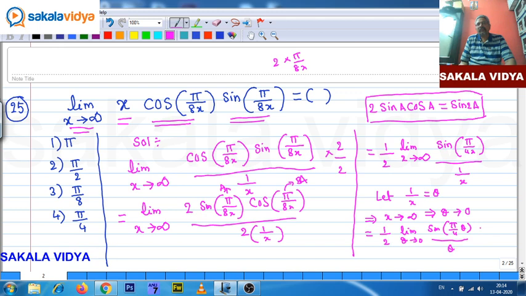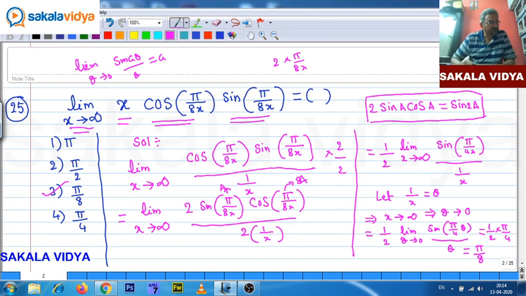I already explained one shortcut to you. See what the shortcut means: limit theta tends to 0, sine A theta by theta is A. So that is why we will be getting pi by 4, that means half, already half is there, into pi by 4, whose value is equal to pi by 8. So third option is the right option. Yes, 1 by x is equal to 0 only we have used here, right.